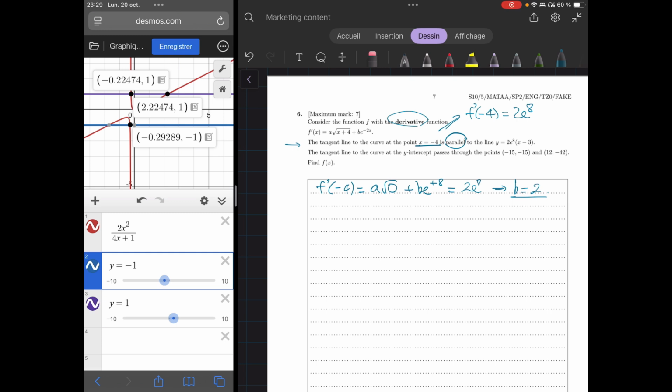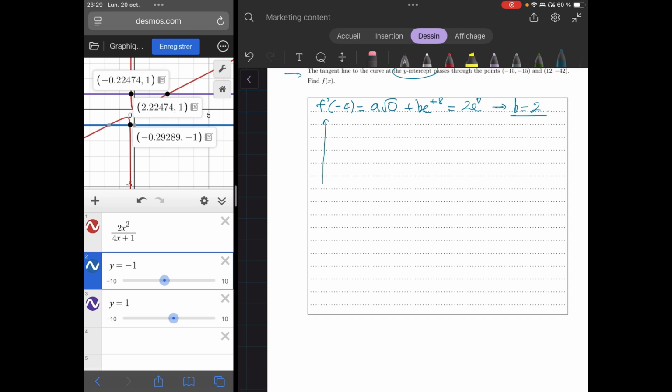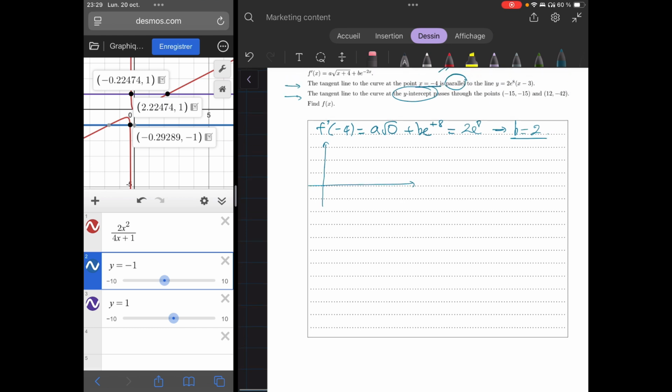Second piece of information. The tangent line to the curve at the y-intercept passes through the points negative 15, negative 15, and 12, negative 42. So this is a very rough sketch, okay? You have one point, you have another point. We know that the tangent line to the curve at the y-intercept passes through these points. Let's call it A and B.